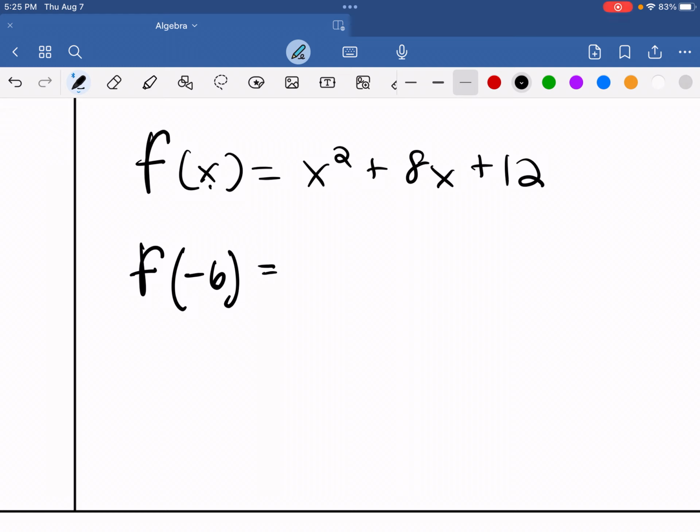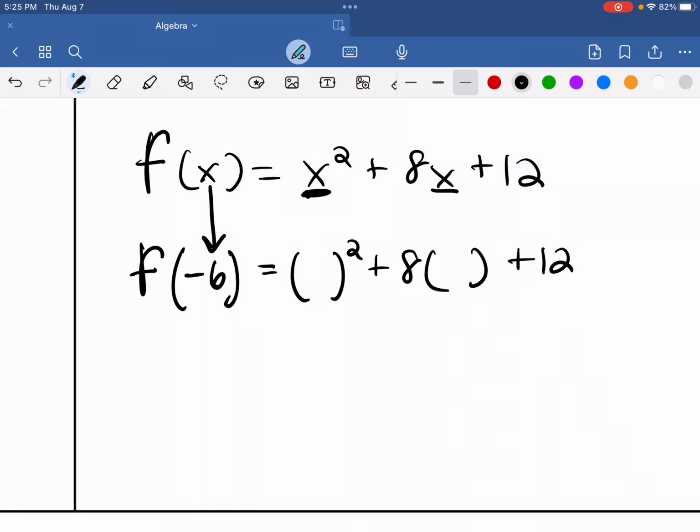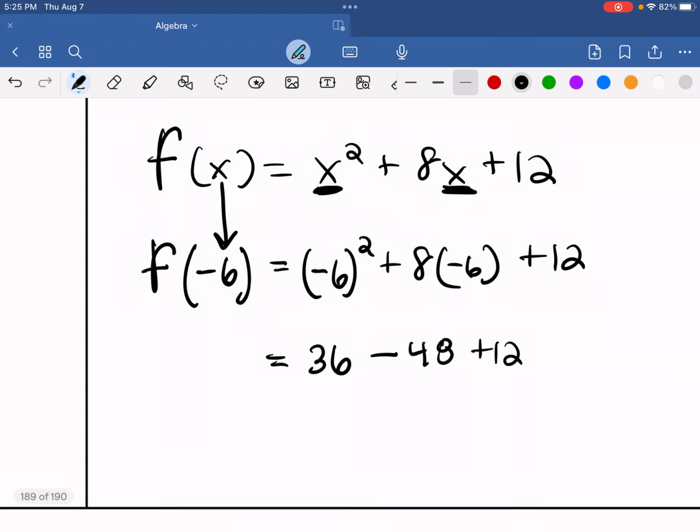put -6. The x has changed to -6. So everywhere you see an x, you're going to change it to a -6. So I'm going to put parentheses squared plus 8 parentheses plus 12. And there was an x here and here. That's going to change to a -6. And now I just need to do my math. -6 times -6 is 36. 8 times -6 is -48. And then add 12. And now I just subtract them. 36 minus 48.